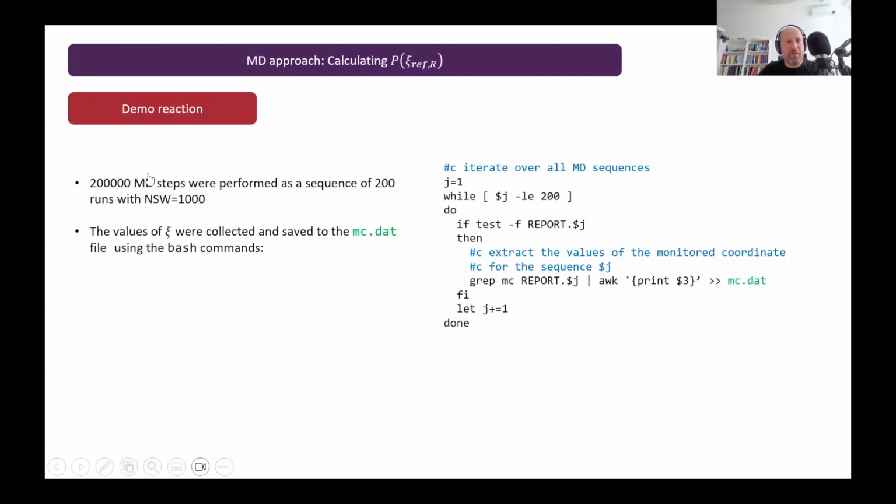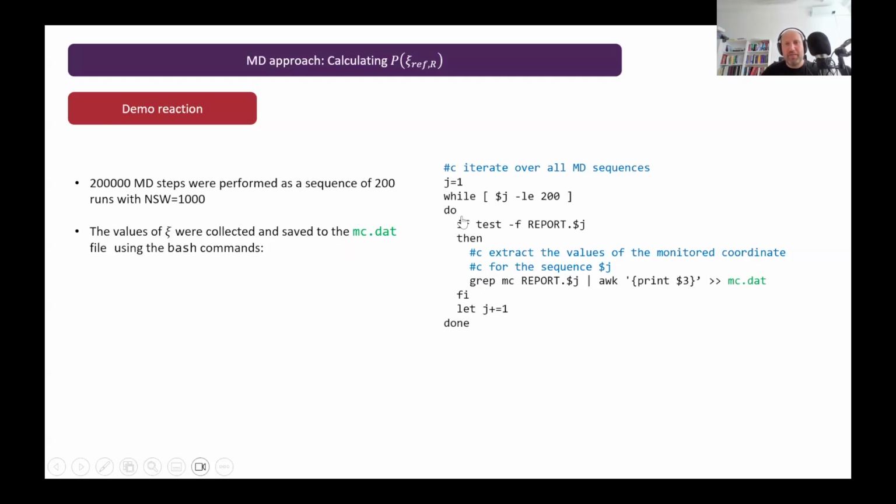So this is what I did. I performed a quite long MD simulation to accumulate sufficiently rich data. The total length of my simulation was 200,000 steps. Again, I split this into 200 sequences. I monitored the value of a reaction coordinate and stored the resulting values in the file called mc.dat.